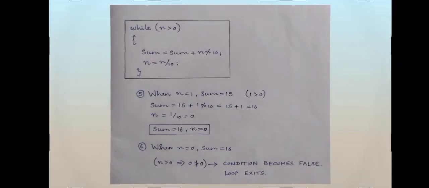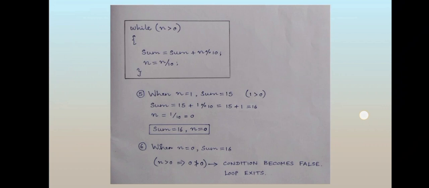Now the condition is checked. n is greater than 0, that is 1 greater than 0. The condition becomes true, and the compiler comes inside the body of while. Sum is equal to sum plus n modulo 10, which is 15 plus 1 modulo 10. 1 modulo 10 is 1. So 15 plus 1 is equal to 16. Now sum contains the value 16. n is equal to n/10, that is 1/10. We get a decimal value, that is 0.1.